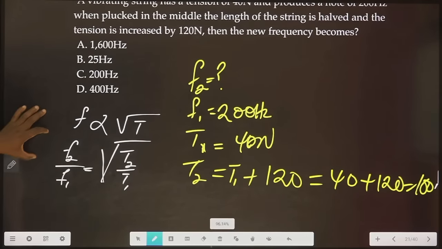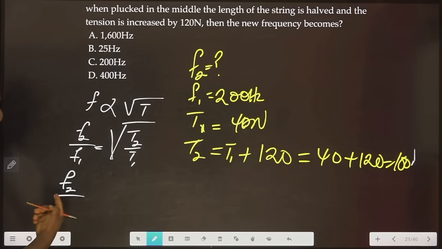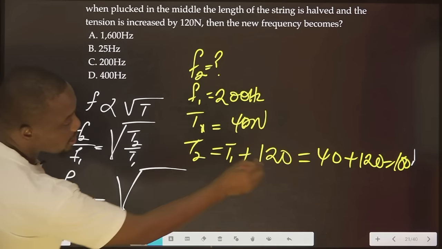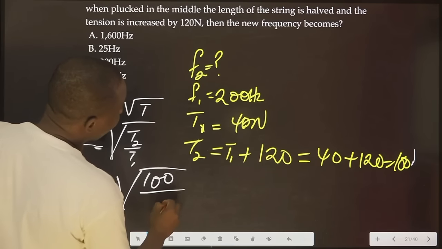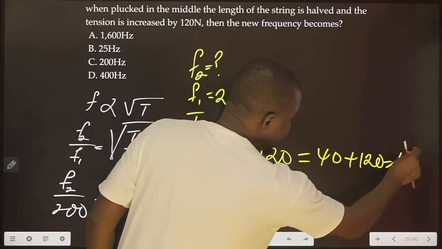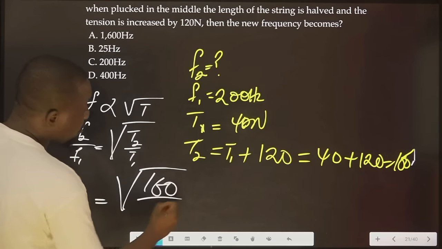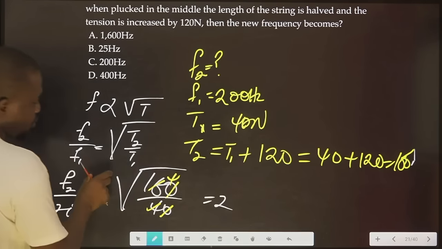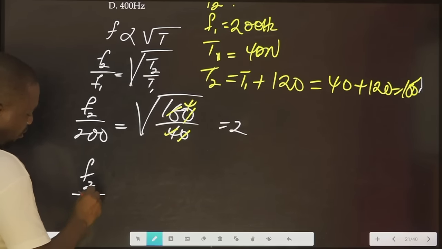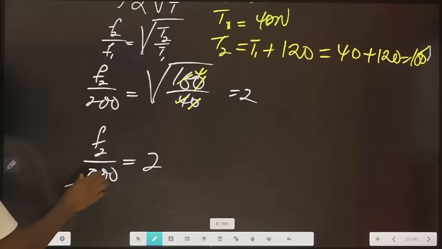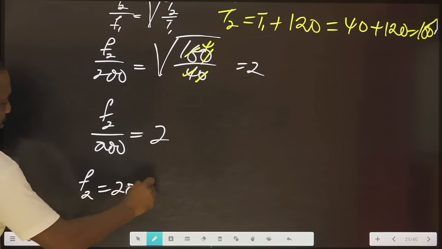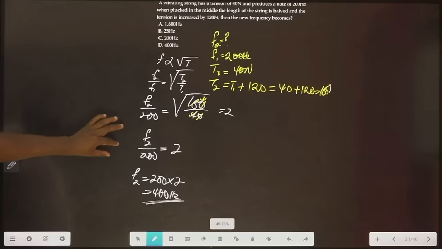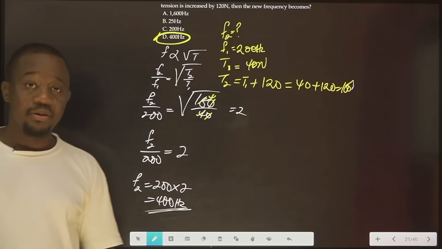So therefore, if you come back here now, I say F2 over this F1, which is 200, is equal to the square root of T2, that is 160 over 40, okay? This is 4, and the square root of 4 is 2. So therefore, this over 200 is equal to 2. You agree with me, F2 now is equal to 200 times 2, which is 400 hertz. Is there anything like 400? Yes, D is our answer. Okay, let's look at this.